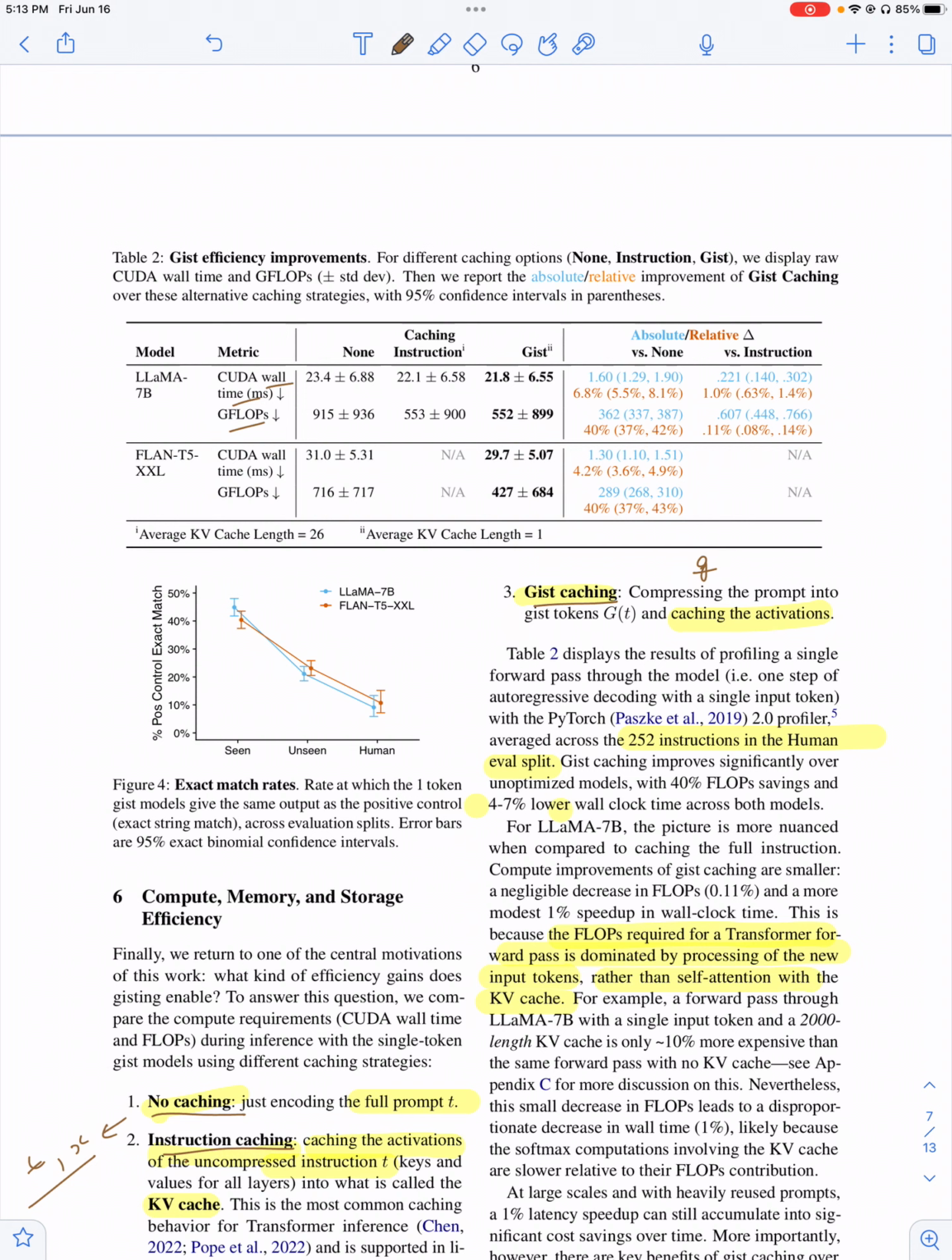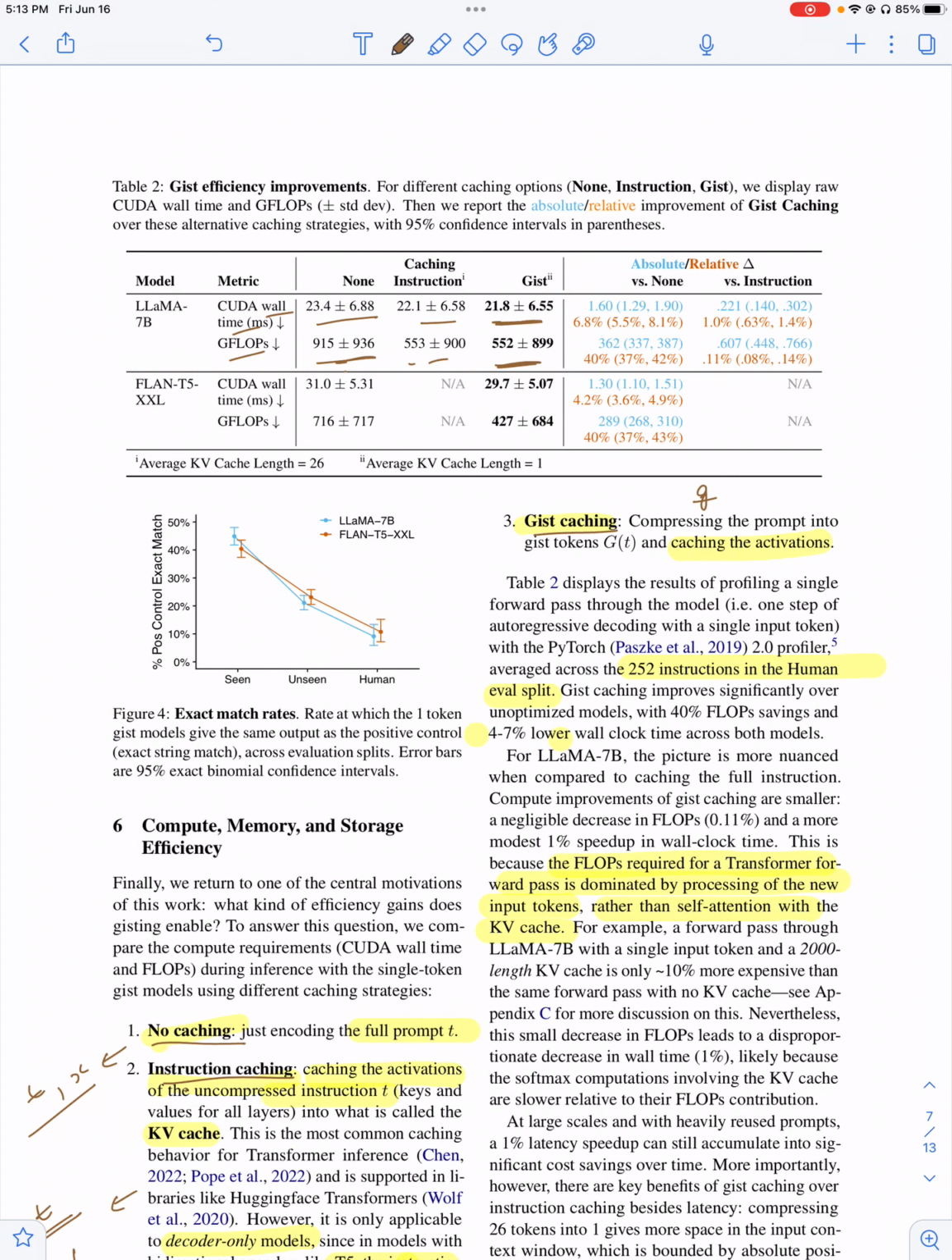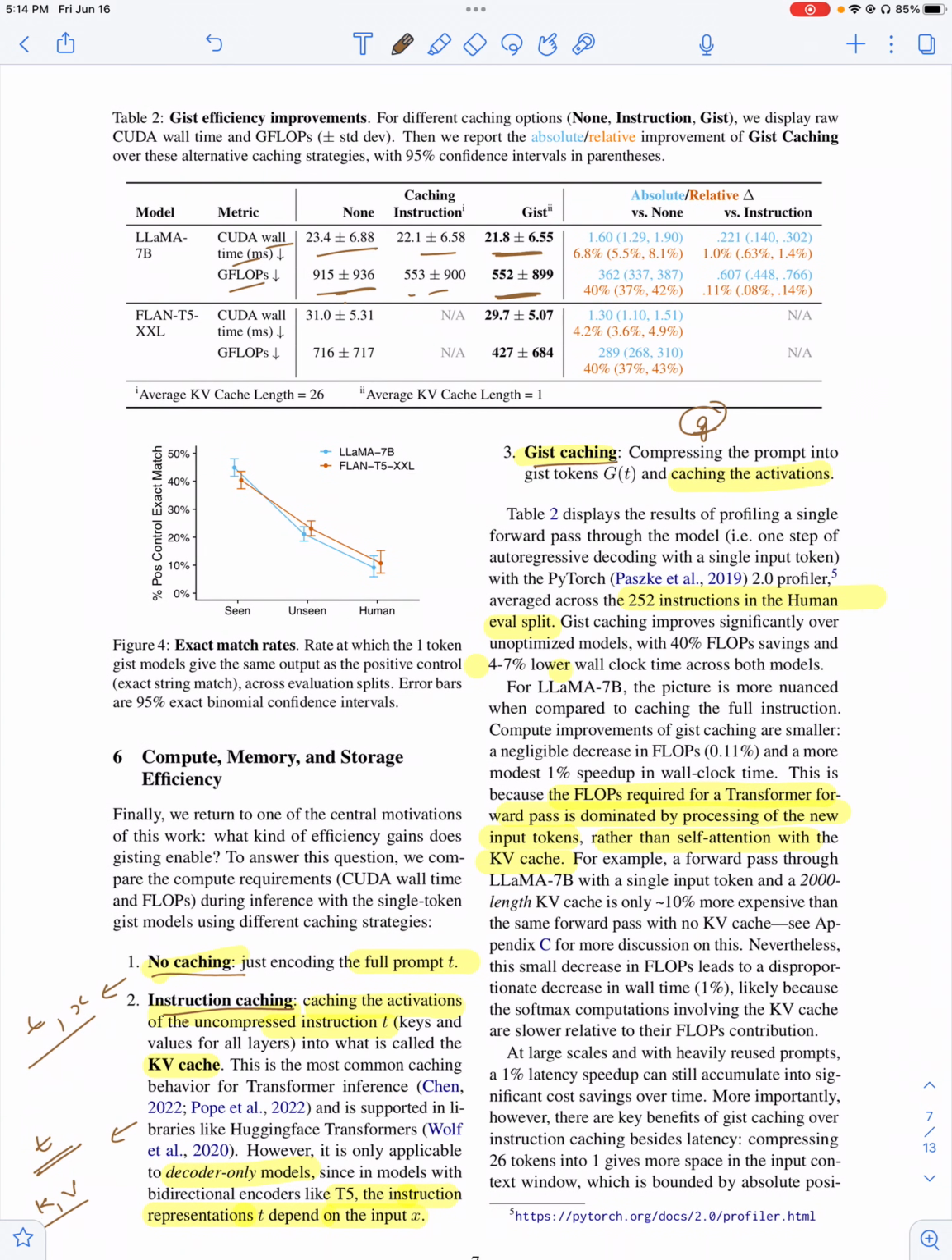And you can see that when you have these gist models, they basically reduce the wall time as well as the number of floating point operations significantly. And caching instructions also sort of does this, right? But the drawback there is that you're caching instructions for a lot of different tokens, so the memory efficiency is not great when you're caching instructions for the entire prompt. So in that way, gist tokens sort of win in that department.